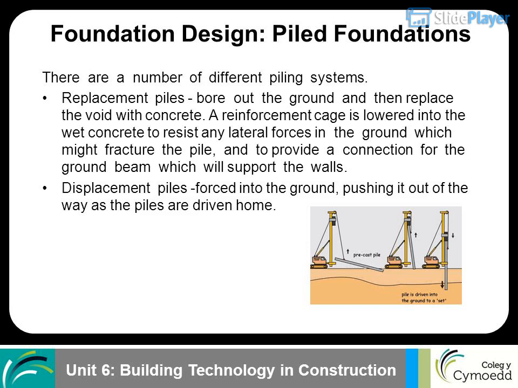There are a number of different piling systems. Replacement piles bore out the ground and then replace the void with concrete. A reinforcement cage is lowered into the wet concrete to resist any lateral forces in the ground which might fracture the pile, and to provide a connection for the ground beam which will support the walls.